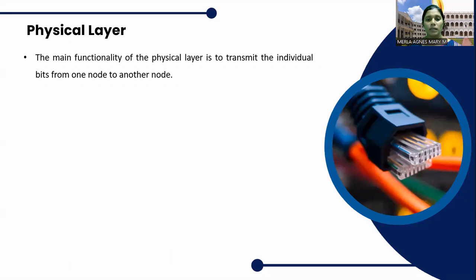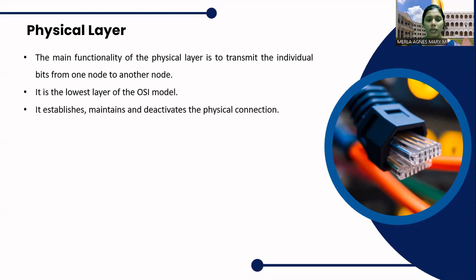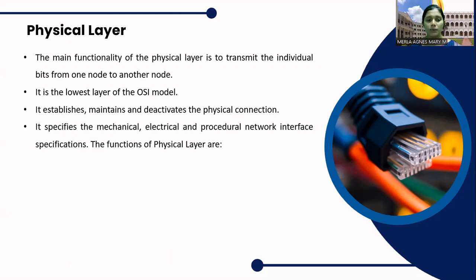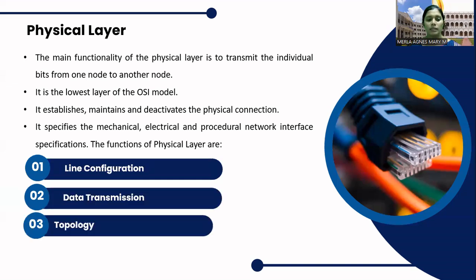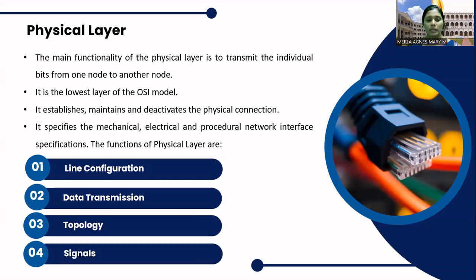The physical layer is an important layer which transmits the bits from one node to another node. It is the lowest layer, and it establishes, maintains, and deactivates the physical connection. It specifically works based on the mechanical, electrical, and procedural network interfaces. The functions of the physical layer are: the first function is line configuration, the second is data transmission, the third is topology, and the fourth is signals. Let's see each function one by one.